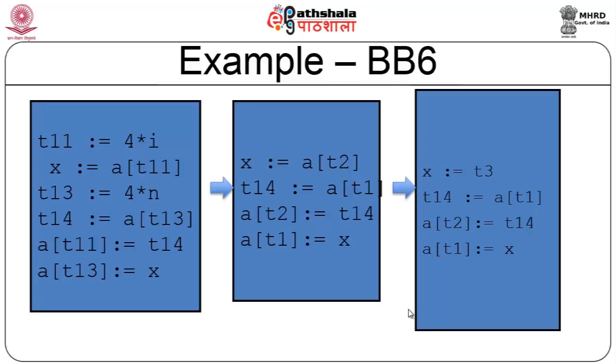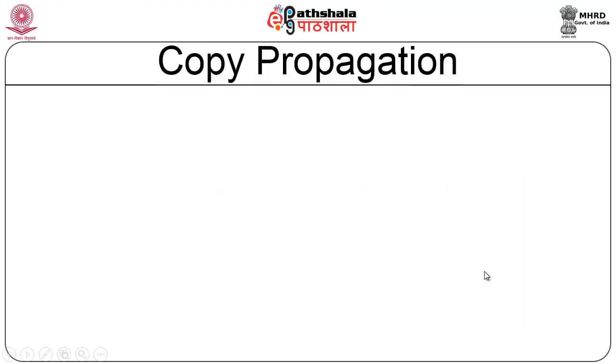Similarly, A of T2 is already known to be T3, that is what we have used here, and T14 is equal to A of T1. So, that is as it is. There is no shorthand notation for A of T1, which was done in block B1, and A of T2 is equal to T14, that is the same thing, and A of T1 is equal to x, that is also the same thing.